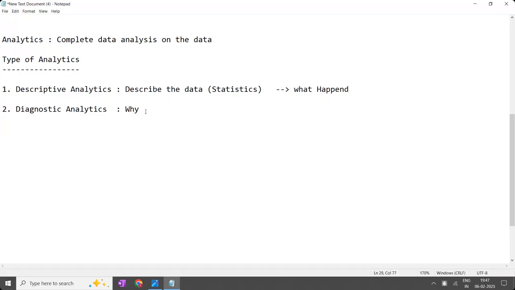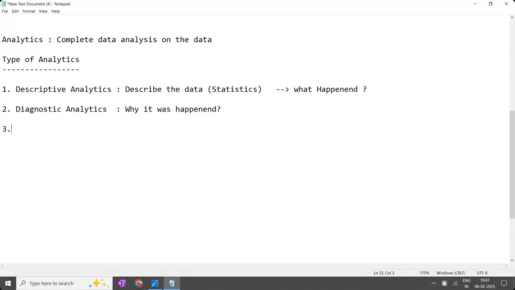And this is why it has happened. The scenario, whatever the problem you are having, why it happened. What happened is called descriptive. Why it happened is called diagnostic.